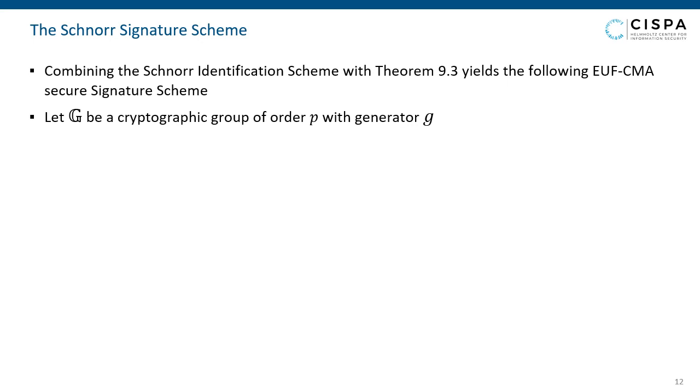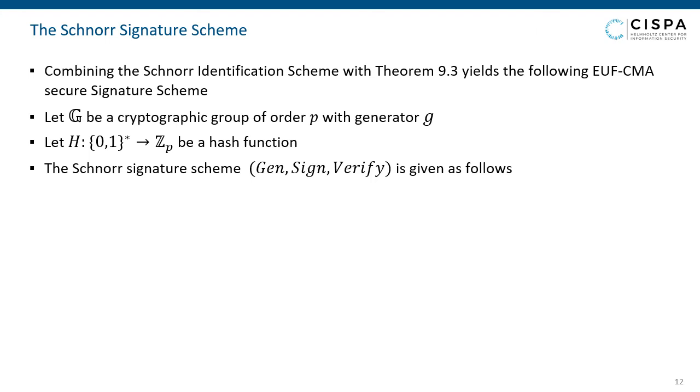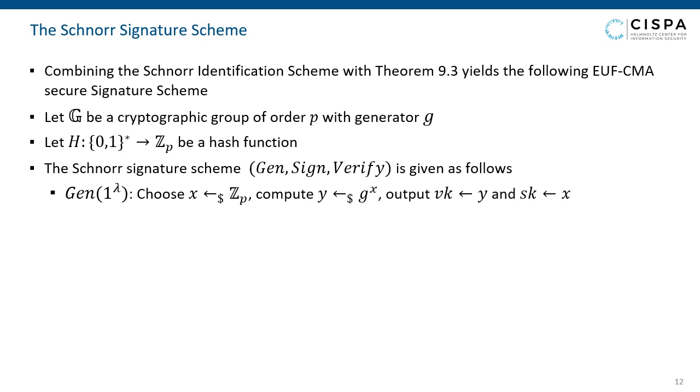So again, we assume that G is a cryptographic group with prime order p and a generator g, and H mapping from {0,1}* to Z_p is a hash function. Then the Schnorr signature scheme (Gen, Sign, Verify) is given as follows. Gen just chooses x uniformly at random from Z_p. We compute y as g to the x, and we output a verification key y and a signing key x.